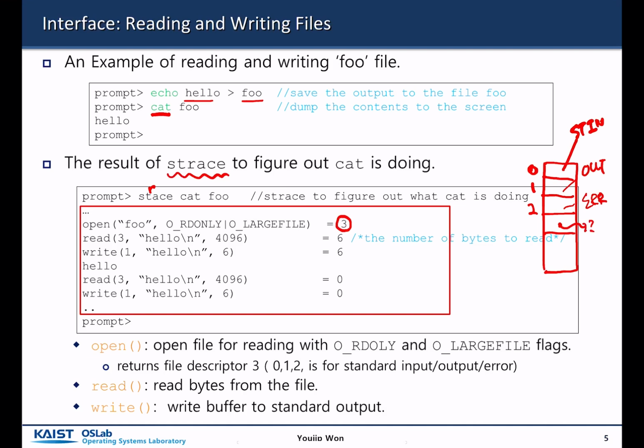So that returns 3. And then from the file, it reads hello, and then writes that string to the file descriptor pointed by file descriptor number 1. And here, file descriptor number 1 is already designated as a standard output, which is the screen. So it writes the hello to the screen. After writing the hello to the standard output, which is screen, the read does not return any value. It returns 0, and write returns 0.